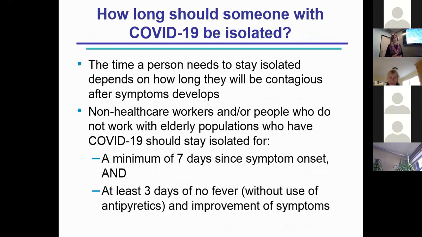Okay, how long does somebody need to be isolated? We already talked about this. It depends on how long they've been contagious after symptoms developed. So the answer is it depends. But for non-healthcare workers or people who aren't working with a vulnerable population like the elderly, then a minimum of 7 days after symptom onset and 3 days of no fever without taking Tylenol or other antipyretics, and your other symptoms are improving. Okay, so that's at least 10 days.